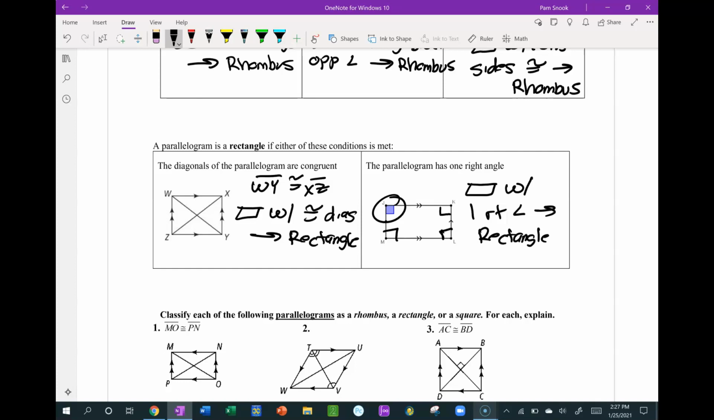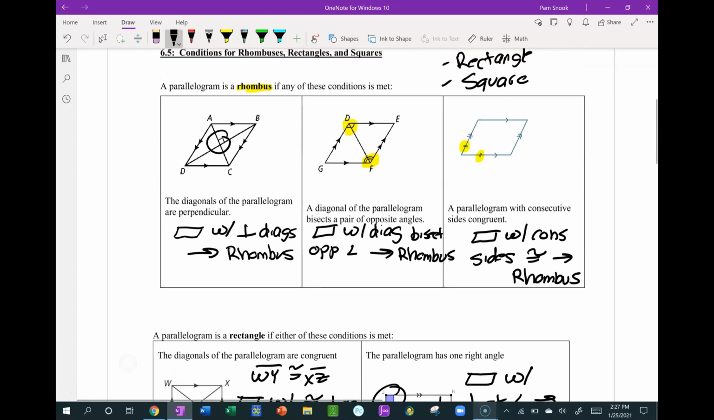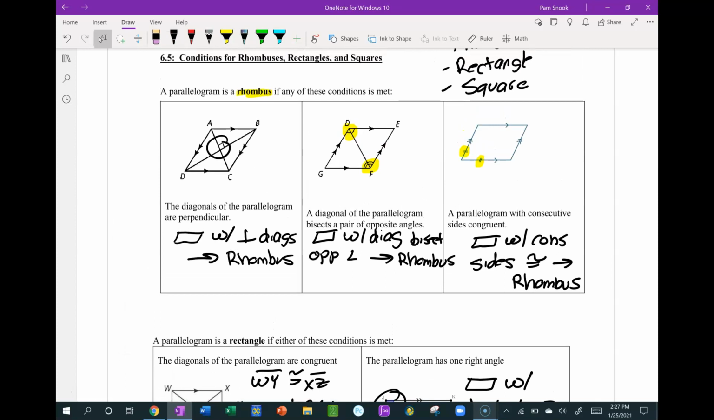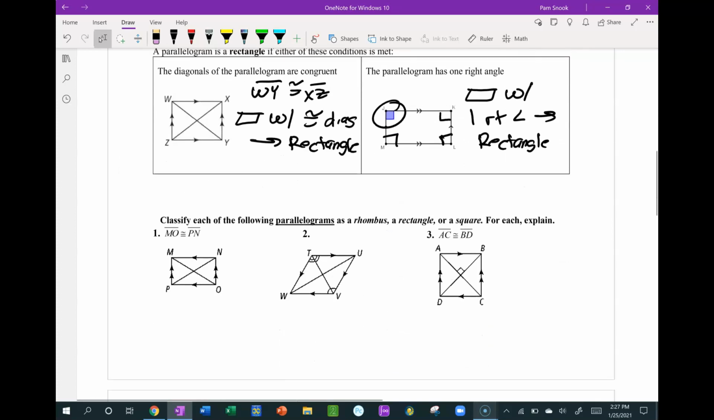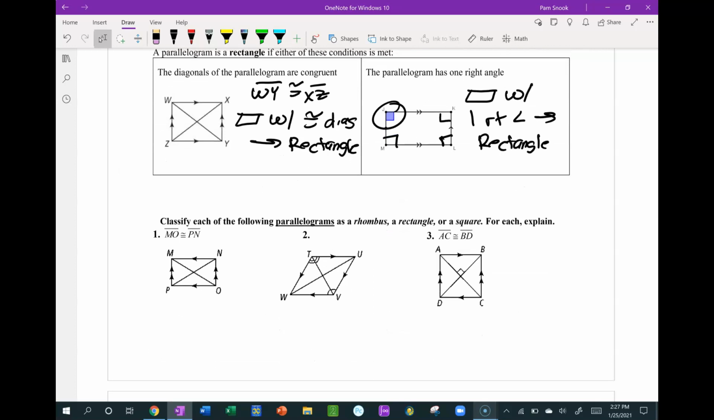And recall from last time, if it is both a rhombus and a rectangle, then you've got a square. So if I pick one condition from rhombus and one condition from rectangle, and my figure has both of those, I've got a square. So with that in mind, let's classify each of these parallelograms.